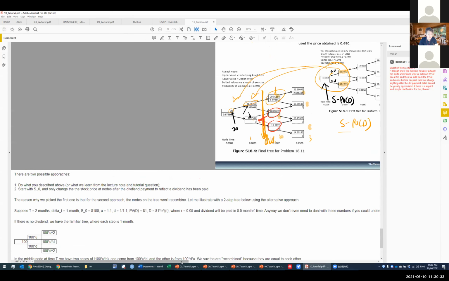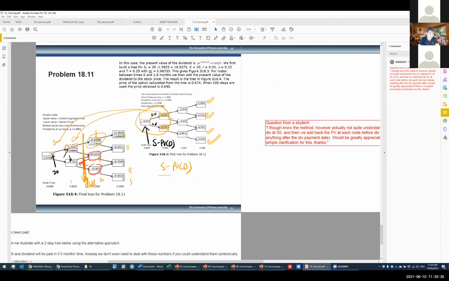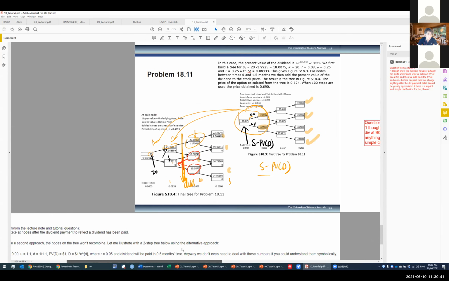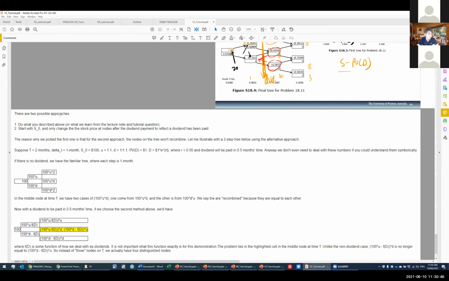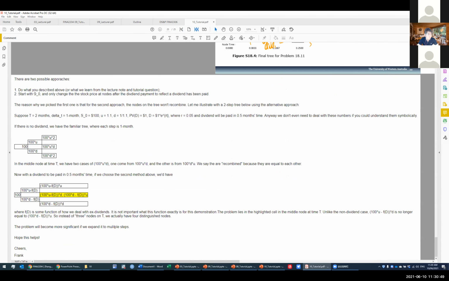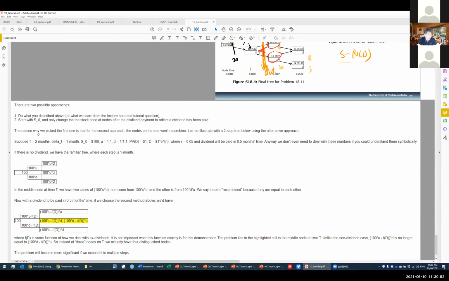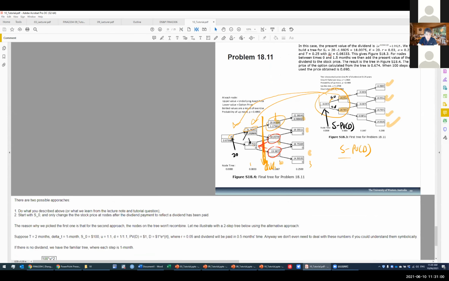First of all, we need to know how we actually do it. What's the proper way of doing it? The proper way is what we just described. But here's an alternative: we start with S0, which is whatever number, 20, 100, 50, and only change the stock price at the nodes after the dividend payment to reflect that a dividend has been paid. So we grow the tree like that, and we subtract the dividend after it is paid. That's also one possibility, because when a dividend is paid, the share price drops, isn't it?